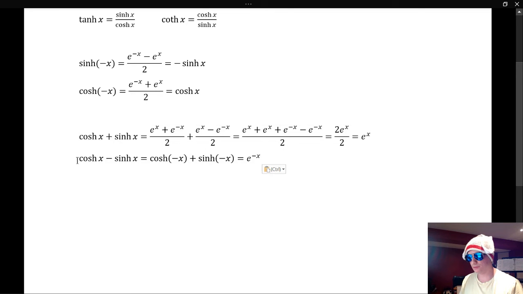And then cosh of x minus sinh of x, because as we can see, cosh is even and sinh is odd, we can change cosh of x into cosh of negative x and sinh of x into negative sinh of negative x, which is equal to e to the negative x.